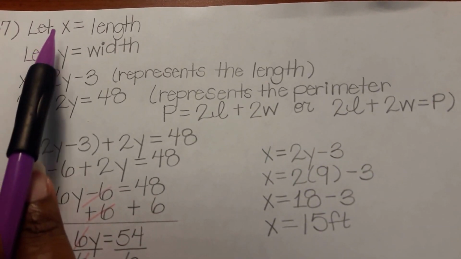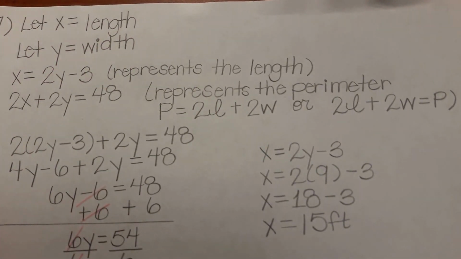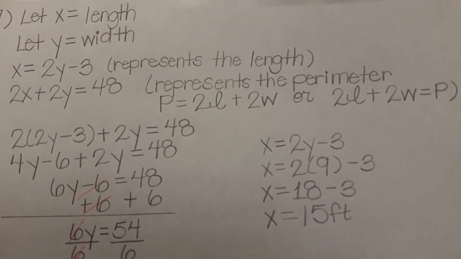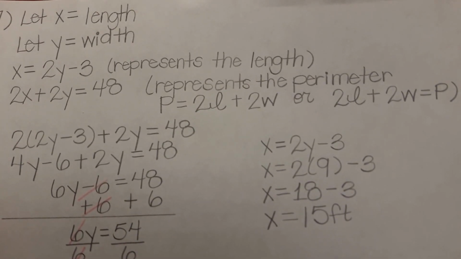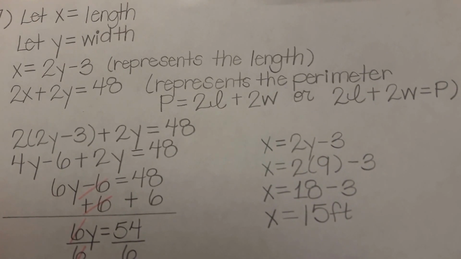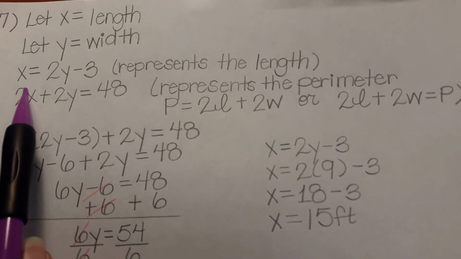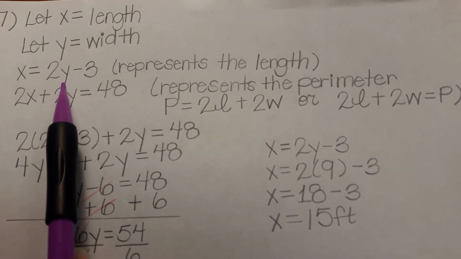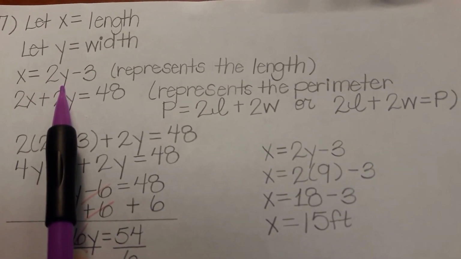In this example, I let x equal my length and y equal my width. Now, if you want to change up your letters and use L for length and W for width, that is fine. It does not matter. But I want to be consistent and use x and y.